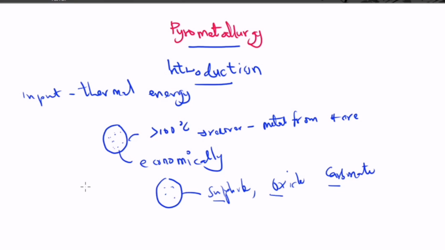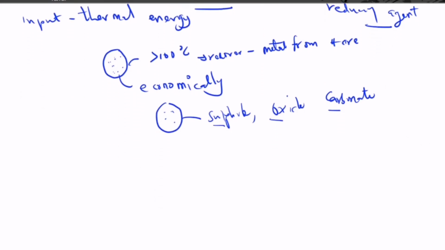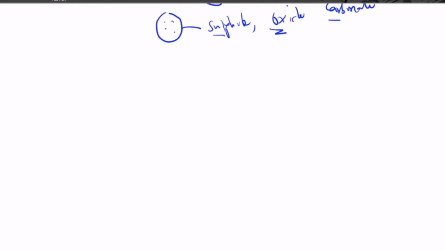Now, one main purpose of pyrometallurgy is to find the suitable reducing agent, which is one important thing, which will convert the oxide to metal. So we need to find a suitable reducing agent which will convert the oxide to the metal. Now let's talk about some metals and their minerals and their chemical composition. This is an introduction to pyrometallurgy.